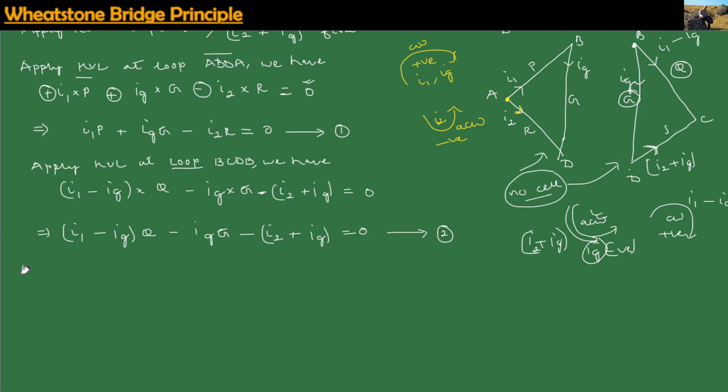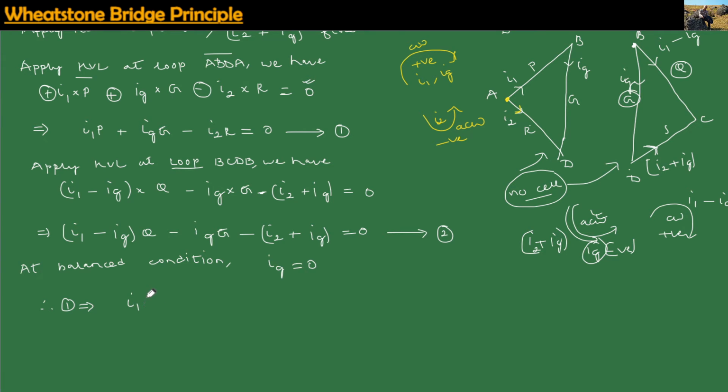At balance condition, the current to the galvanometer will be equal to 0, which means that this current IG will be equal to 0. When IG is equal to 0, there will be no deflection on the galvanometer. Therefore, equation 1 and equation 2 reduce to the following.